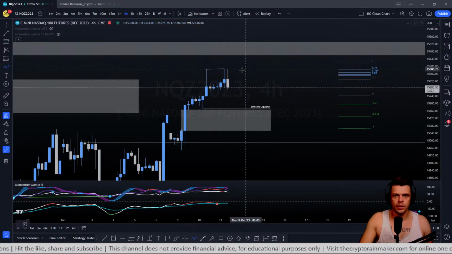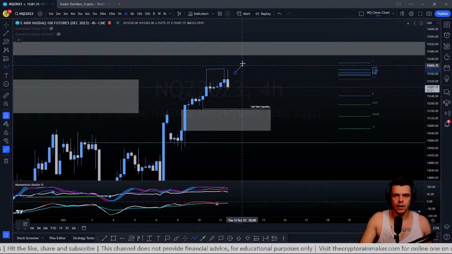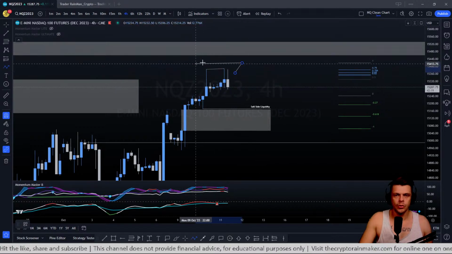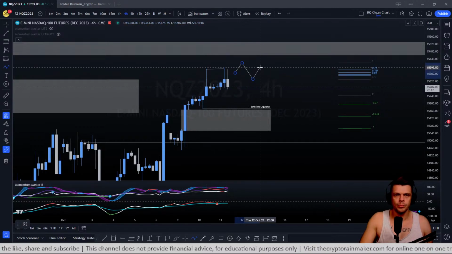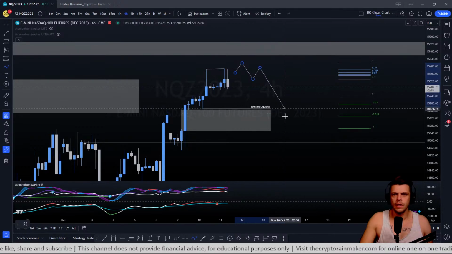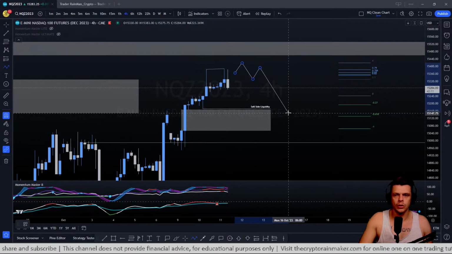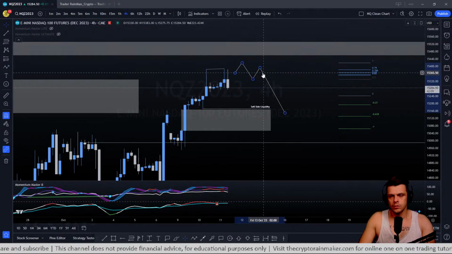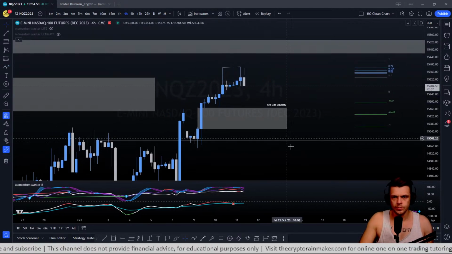So this could set up for a nice entry model: raid the liquidity, look for a market structure shift, and then run it towards this area right here, towards the opposing liquidity. So that's something to look out for.